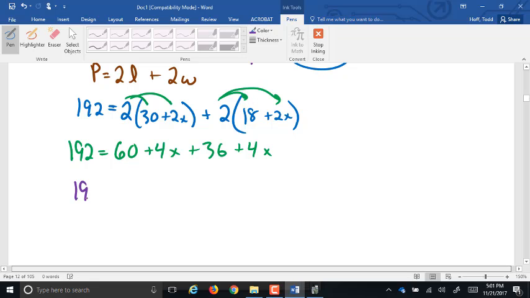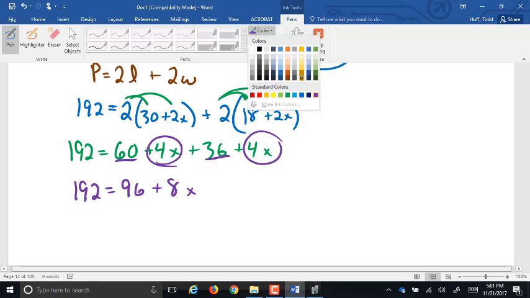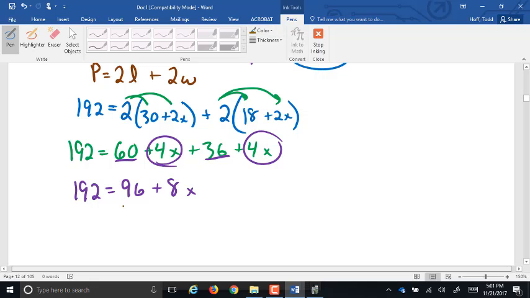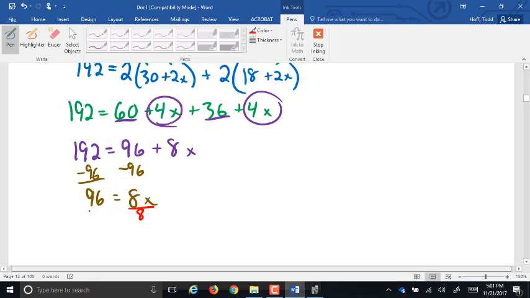Combine like terms. So the 192 doesn't change. We have 60 and 36 make 96. 4x and 4x make 8x. Any questions so far? What would be our next step? Yeah, we now start solving for x. We're going to subtract 96. 96 equals 8x. And then divide by 8. 12 equals x.